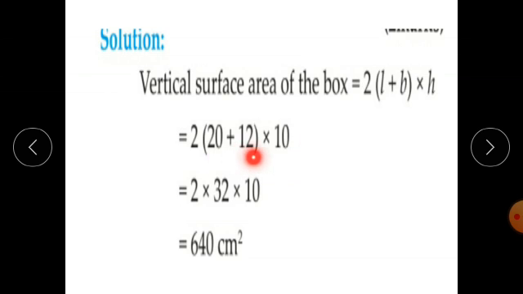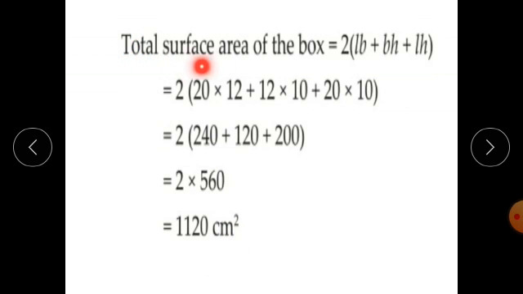Now first open this bracket. 2 into 20 plus 12 is 32 into 10. So 2 into 32 into 10 is 640 square centimeter. So vertical surface area of the box equal to 640 square centimeter.